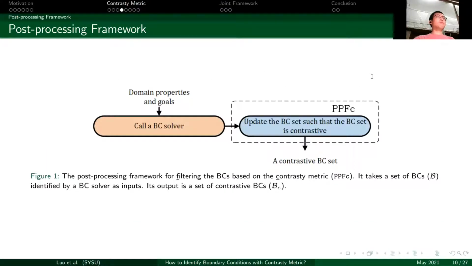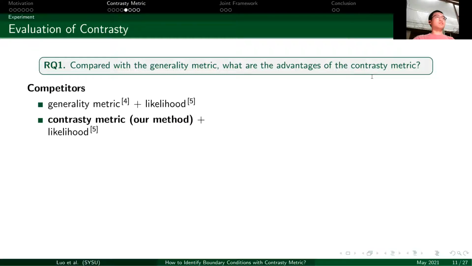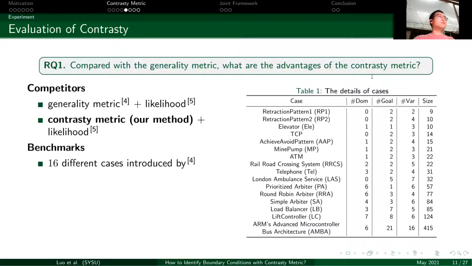To evaluate our metric, we design a post-processing framework, PPFC for short. Our first research question is: compared with the generality metric, what are the advantages of the contrasty metric? For the competitor, we combine the generality metric and the likelihood to filter out and sort the BCs. We evaluate on 16 different cases.